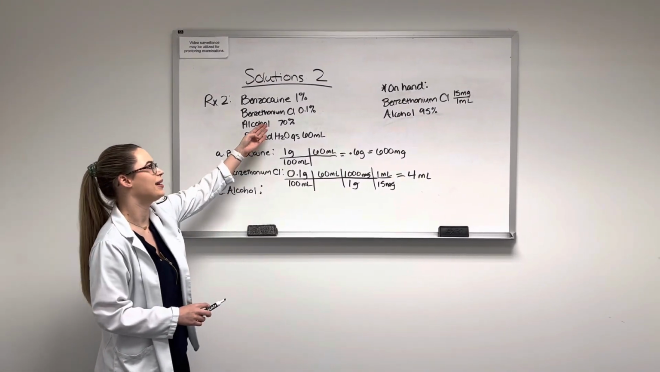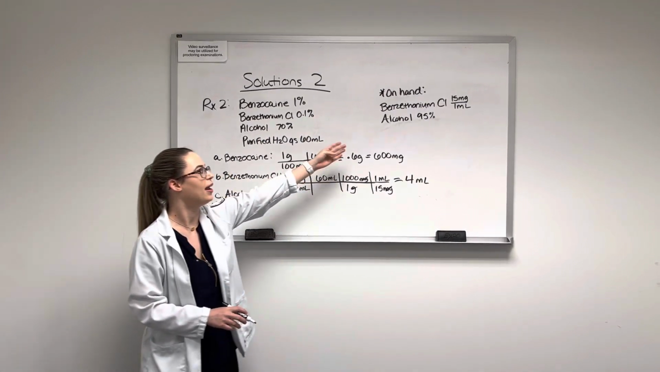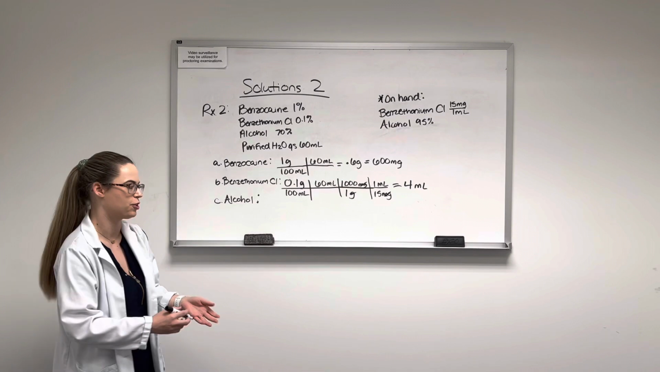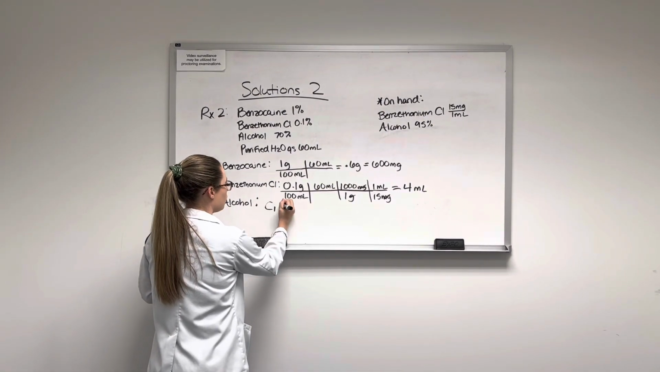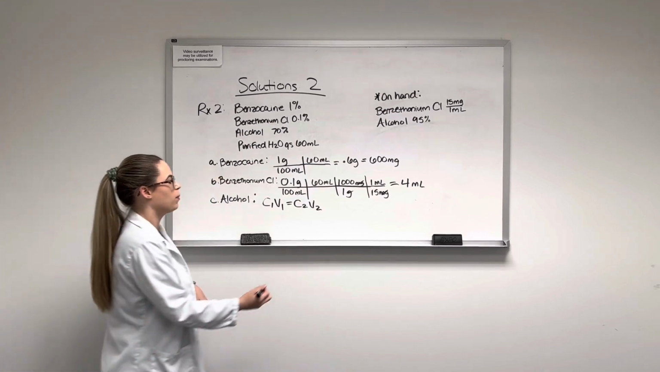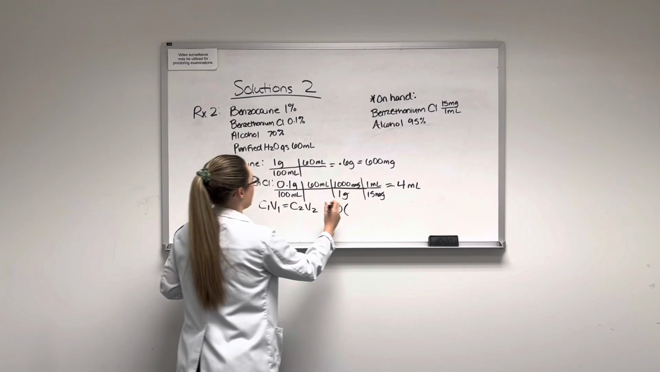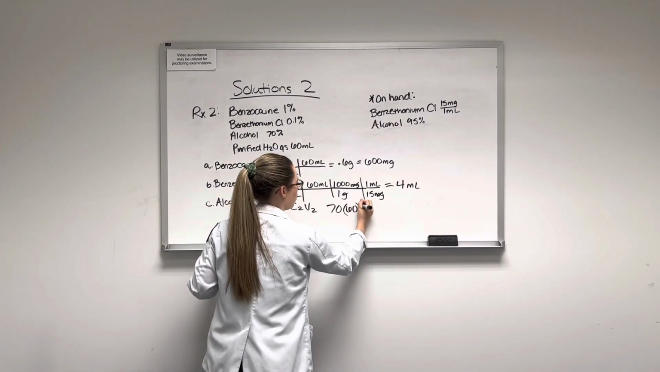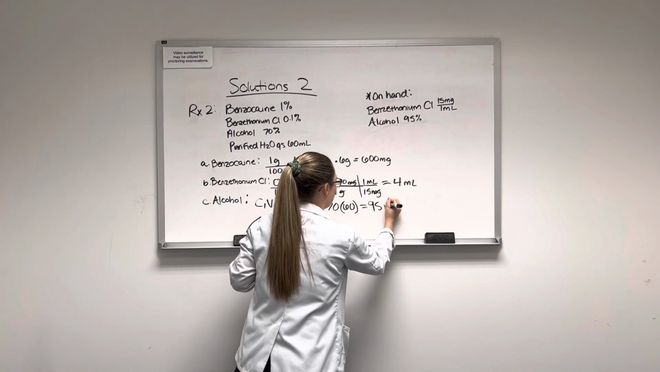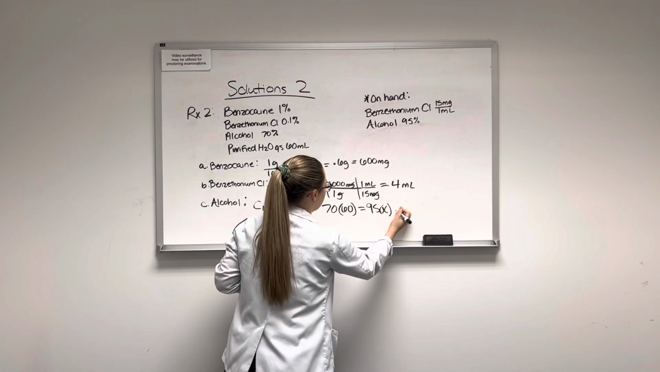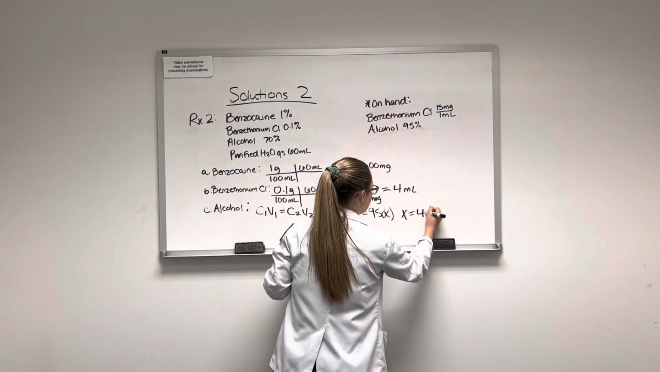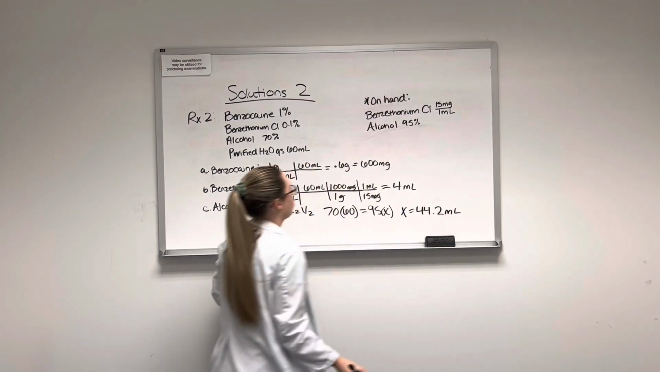For the alcohol, we know we need 70% of this solution. However, on hand, we have alcohol 95%. So to find this, we're going to use a formula you may have remembered from general chemistry, C1V1 equals C2V2. We already know that our C1, or what we desire, is 70 times our volume 1 of 60 mL is equal to our C2 of 95 times our V2, which is what we are trying to solve for. So when we rearrange this, X will come out to 44.2 milliliters of alcohol to add to the solution.